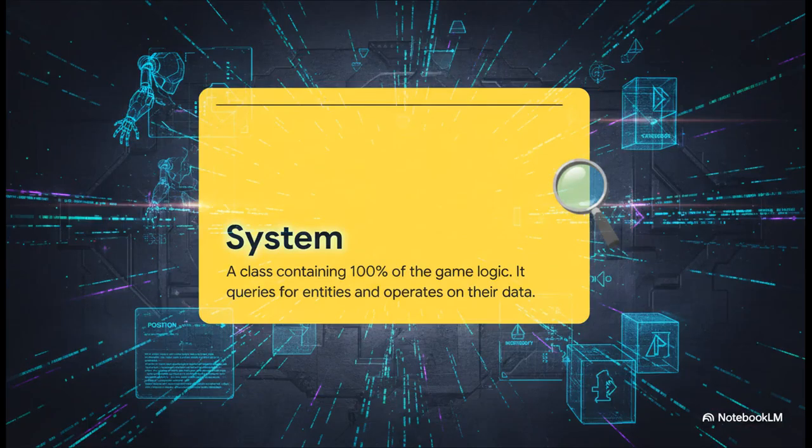So where did all that logic go? It lives here, in the S, the systems. 100% of the behavior is in the systems. For example, a physics system will just ask the engine for all entities that have both a position and a rigid body component, and then it will just blaze through those perfectly contiguous arrays of data to do its calculations.